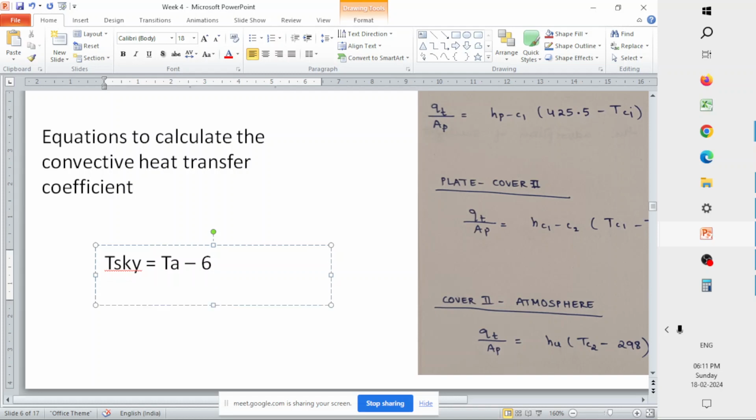So your T sky now will be Ta, which is 25 degrees Celsius or 298 Kelvin, minus 6. So that will be equal to 292 Kelvin, and that is what we actually use here. The beam radiation will actually come from your atmosphere, from the sky. So the temperature of your sky is 6 degrees lesser than your ambient temperature. So T sky is maintained as 298 minus 6, that is 292 Kelvin.